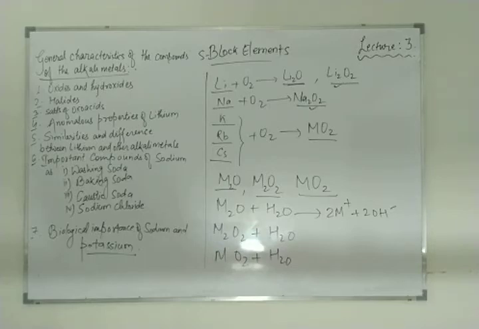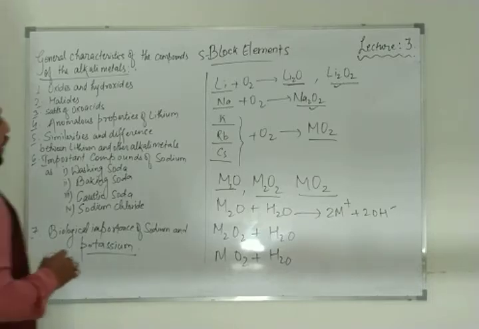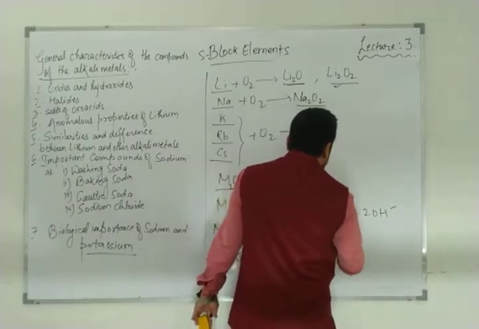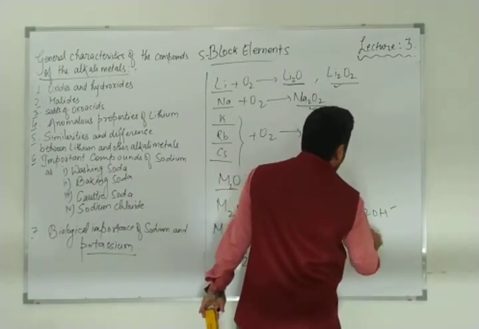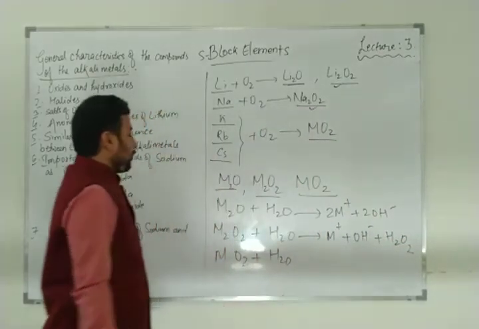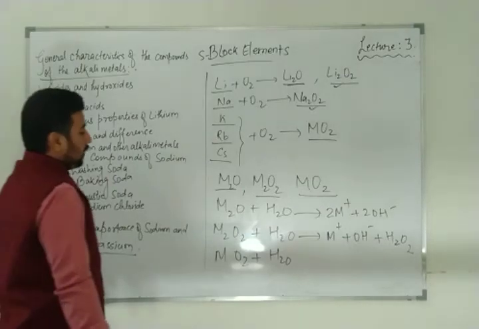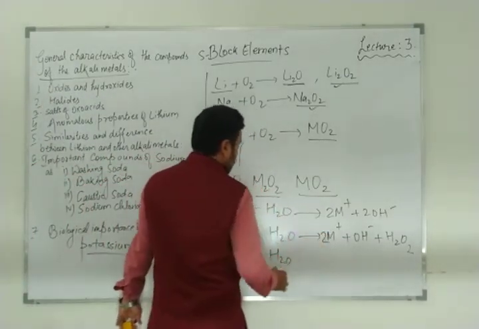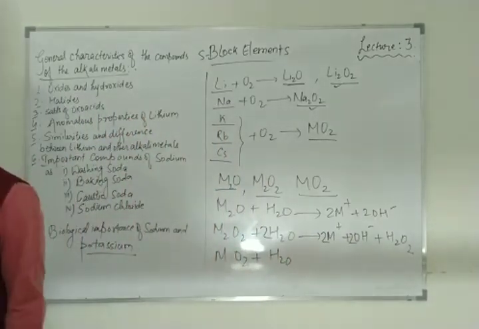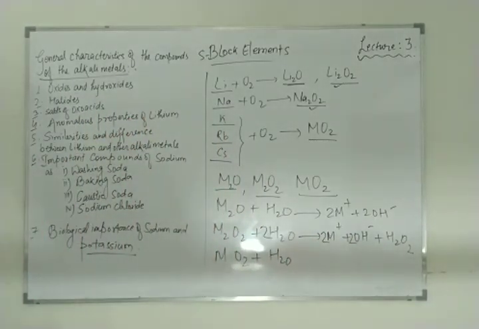Now if they react as a peroxide, then you will get metal cation, hydroxide anion and hydrogen peroxide, as we have discussed in the preparation of hydrogen peroxide also. You can see here there are two metals, two hydroxides. So here you can get your balanced reaction: M2O2 plus 2H2O gives 2M+ plus 2OH- plus H2O2.